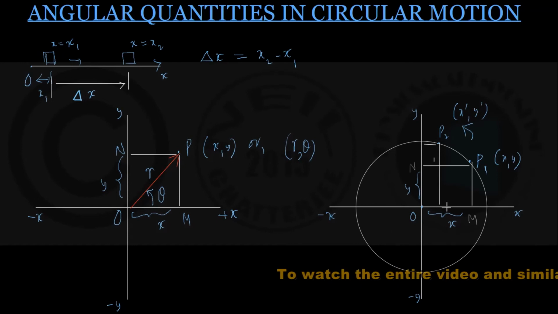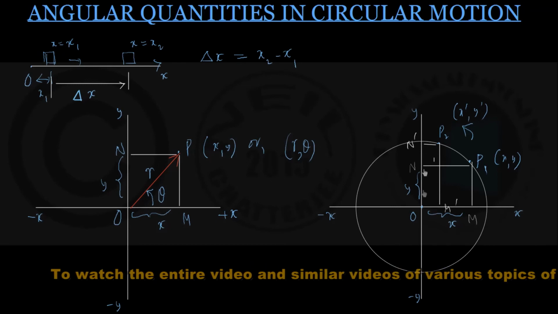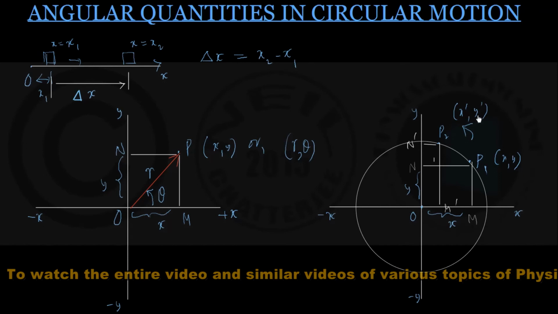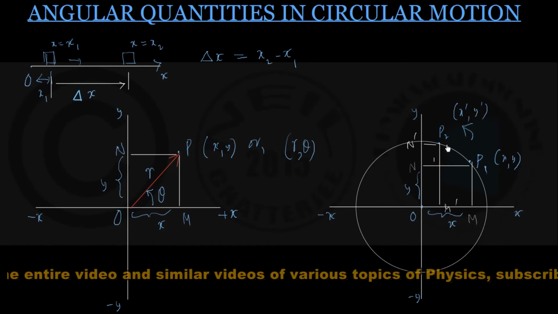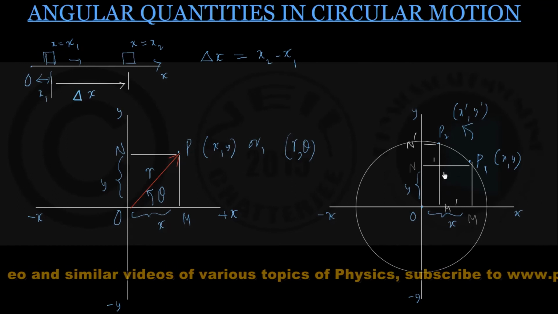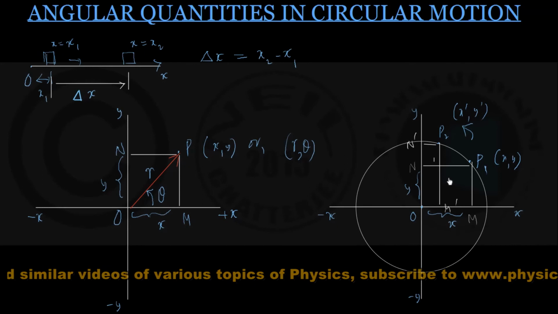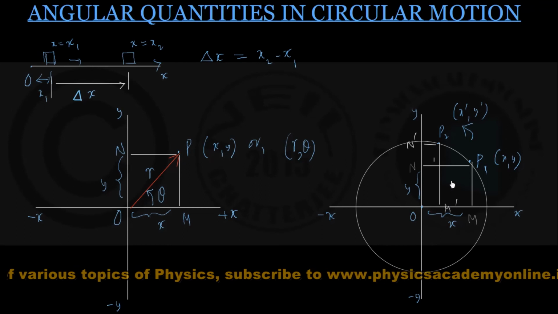This is the foot of perpendicular, this is M dash, and this is your N dash. If you find the length of OM dash, that will be your x dash here. Similarly, if you measure ON dash, that will be your y dash here. It's obvious, as the particle has gone from P1 to P2, the values of both x and y coordinates have changed. So in circular motion, both the rectangular coordinates x and y continue to vary with time, and hence that's not really very helpful, not very convenient.